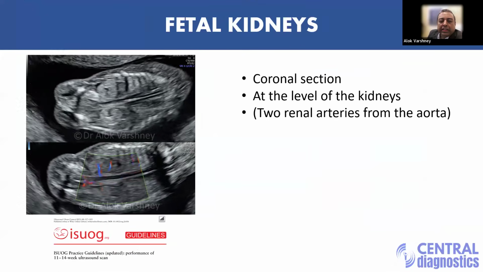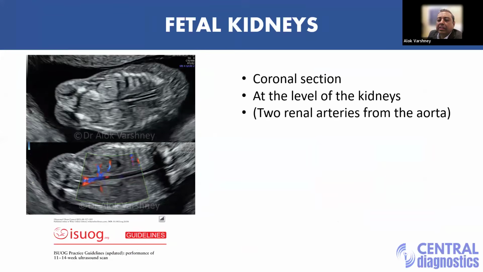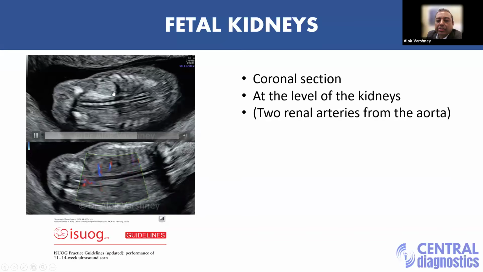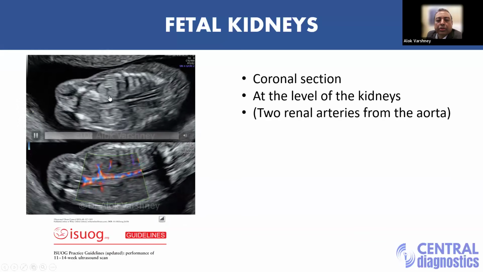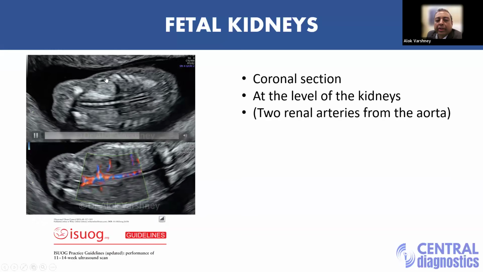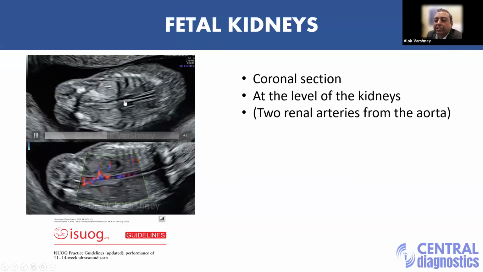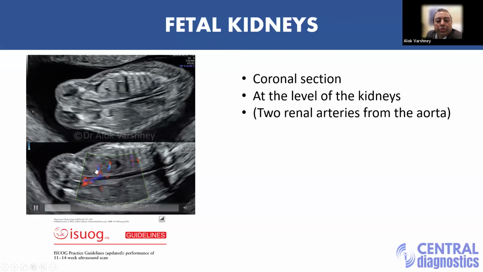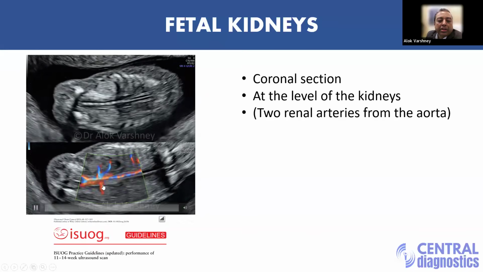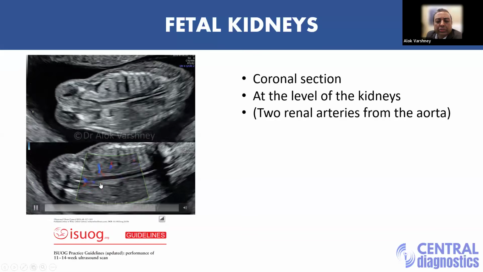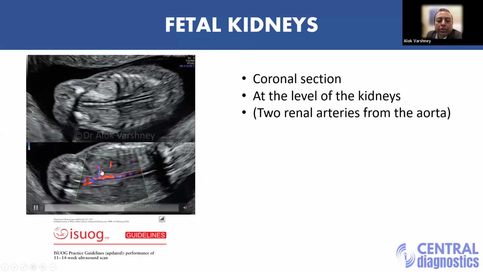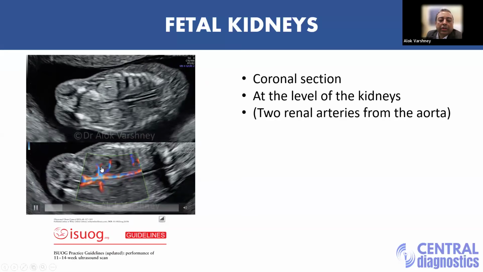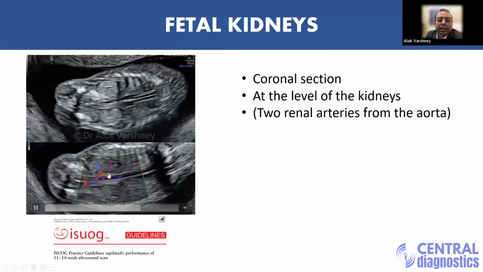Now, for fetal kidneys, as I said, the coronal section is better. We acquire a section like this. The kidneys appear echogenic in the first trimester. This is nothing unusual. This is normal. It should not be misdiagnosed as a renal medical disease or something. We can demonstrate the two renal arteries arising from the aorta if we are using power Doppler or HD flow, or even better, the slow flow. So this is another way of distinguishing the kidneys in the abdomen.